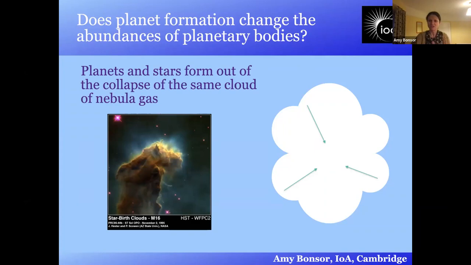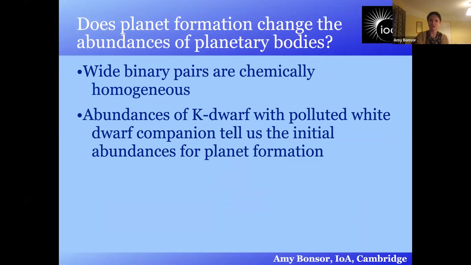So the compositions of stars in wide binaries included, these things where the binary companions may be thousands of AU away, tend to have similar compositions. And the fact that these wide binary pairs are chemically homogeneous, that they formed out of that same material, gives us this unique route to working out what the initial abundances were for the planetary material that went on to form the planetary body that was accreted by a white dwarf.